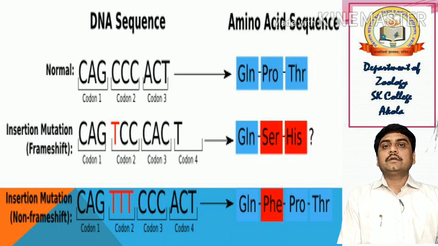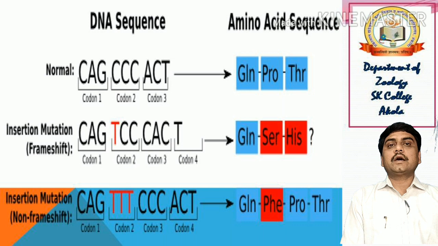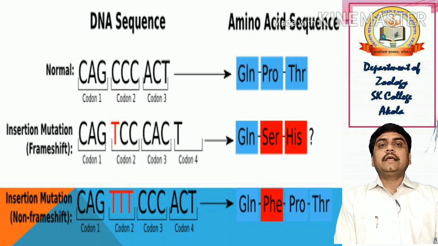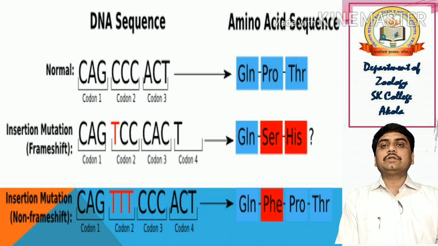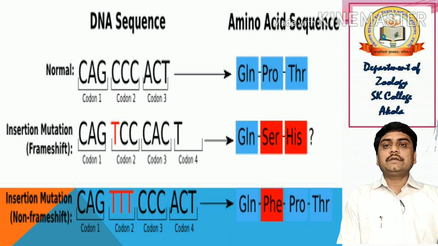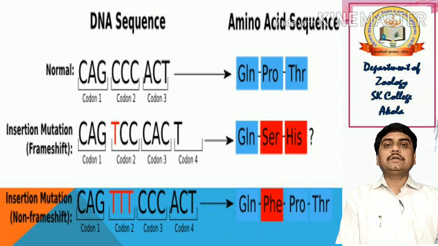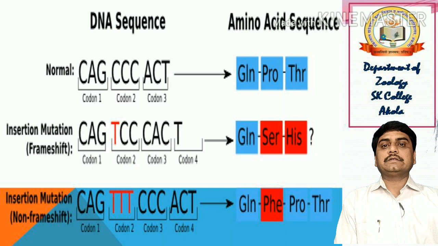In the normal sense, CAG, CCC, ACT are the codons. Three codons are there which are responsible for the formation of the amino acids GLN, PRO, and THR. Insertion mutation, that is frameshift. If you insert a T in place of C in codon 2, then there will be a different amino acid sequence from the first. So you will get SER, serine, and histidine.